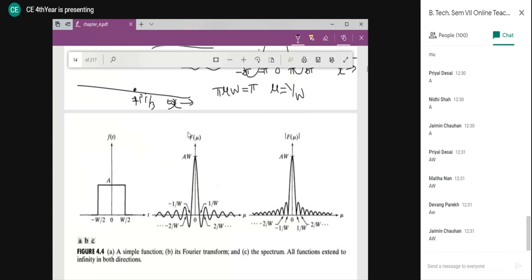Now suppose I take the absolute value of it. What is the meaning of absolute? All negative values are converted to positive. Absolute is nothing but magnitude. So this is how the absolute value is going to look. All the negative lobes are now converted to positive. That is the magnitude of F(mu), in case you need it somewhere. So this we must know.